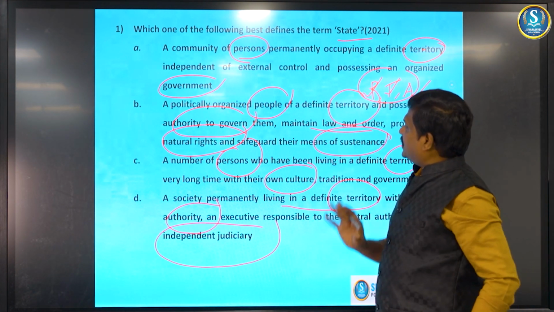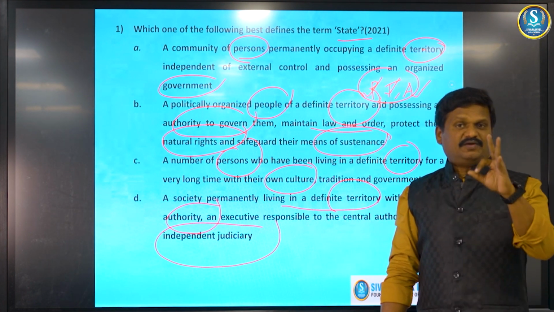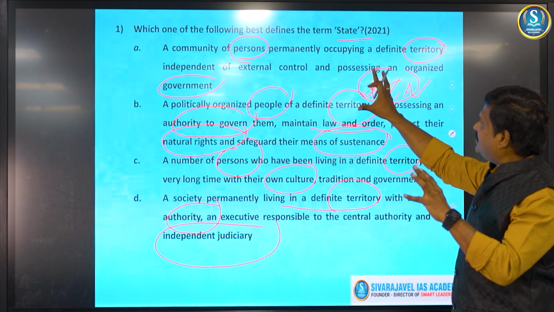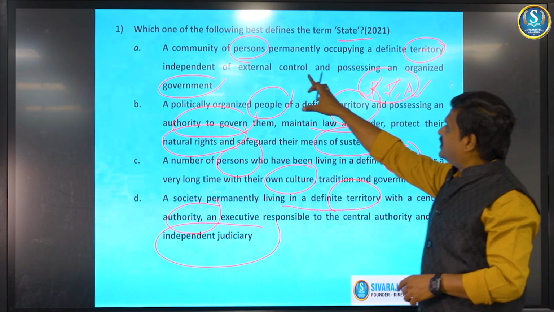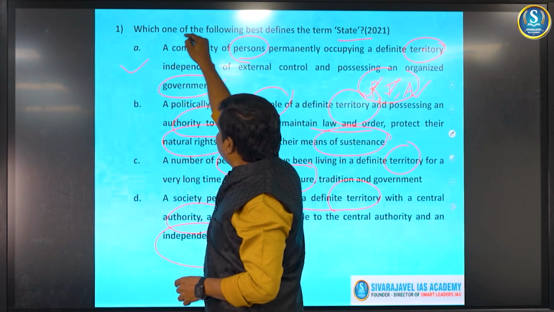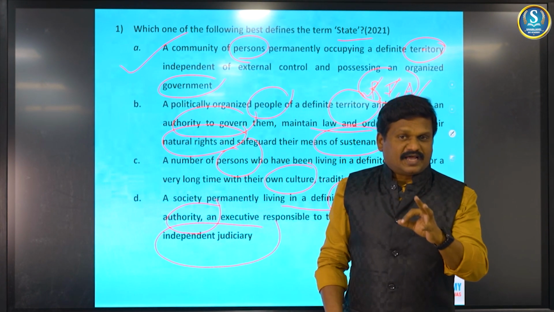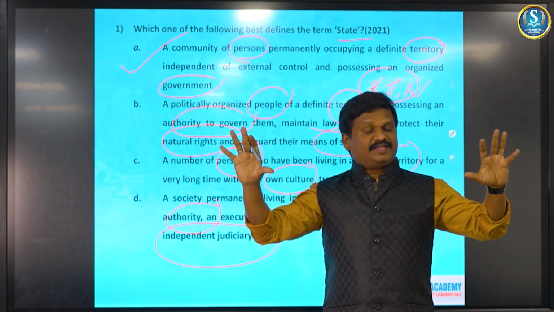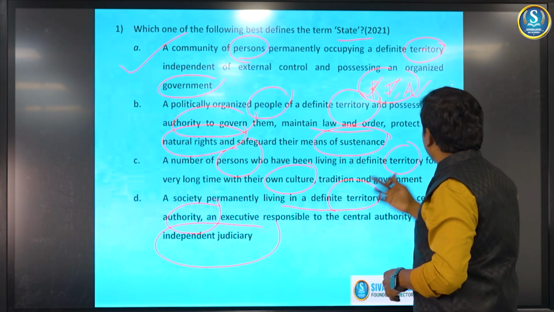And now come to a conclusion. 3 things should be there for state. These are the 3 things. So the best definition given for the first question is present in A choice. So A is the best answer. If you have conceptual clarity, then there is no problem in identifying the right answer, right? Now come to the second question.